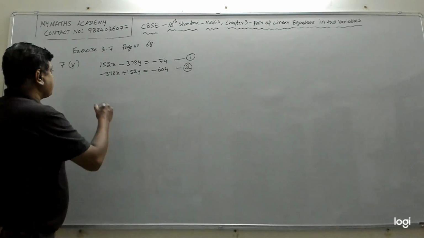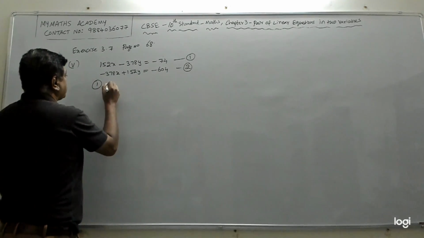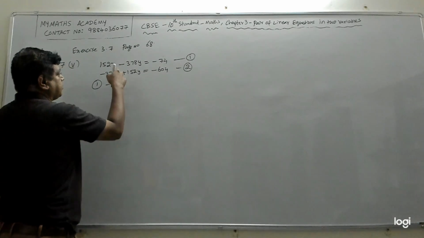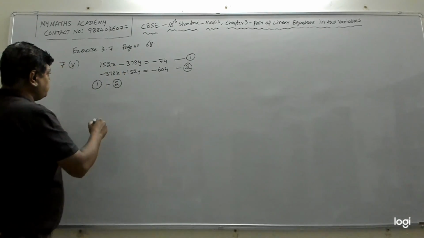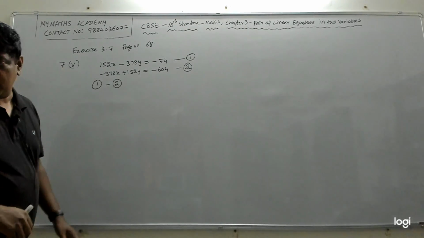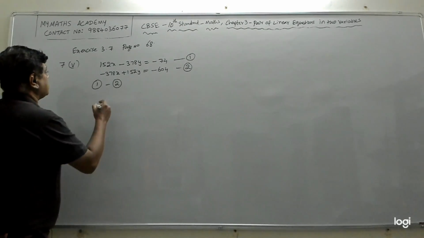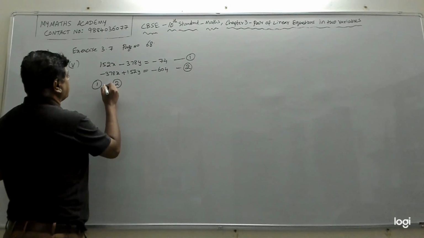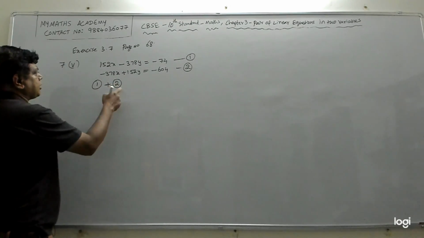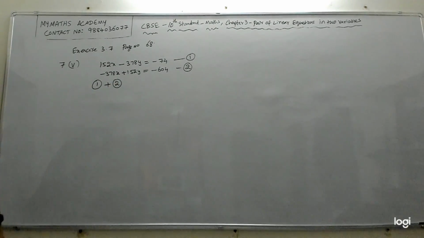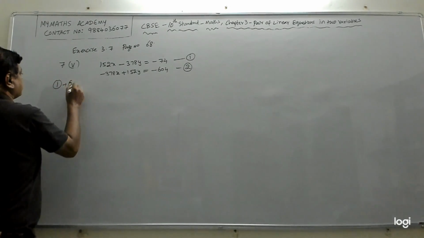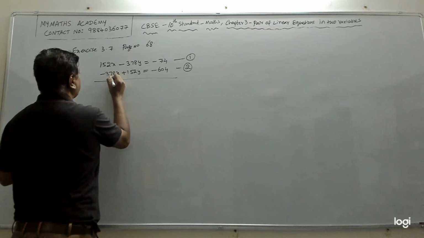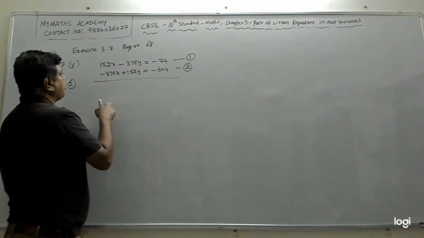So the first step is we'll add them, 1 plus 2. We are going to add the two equations. If you add them, what do we get? Directly add.